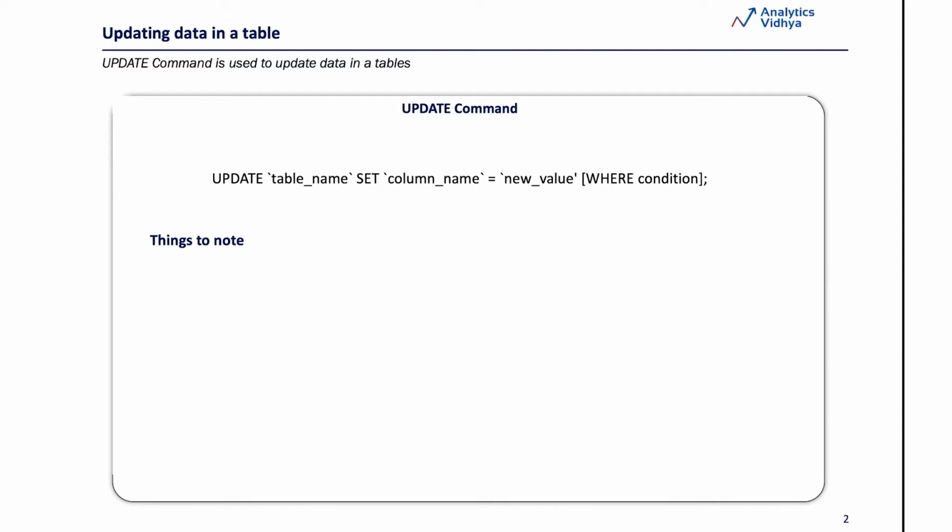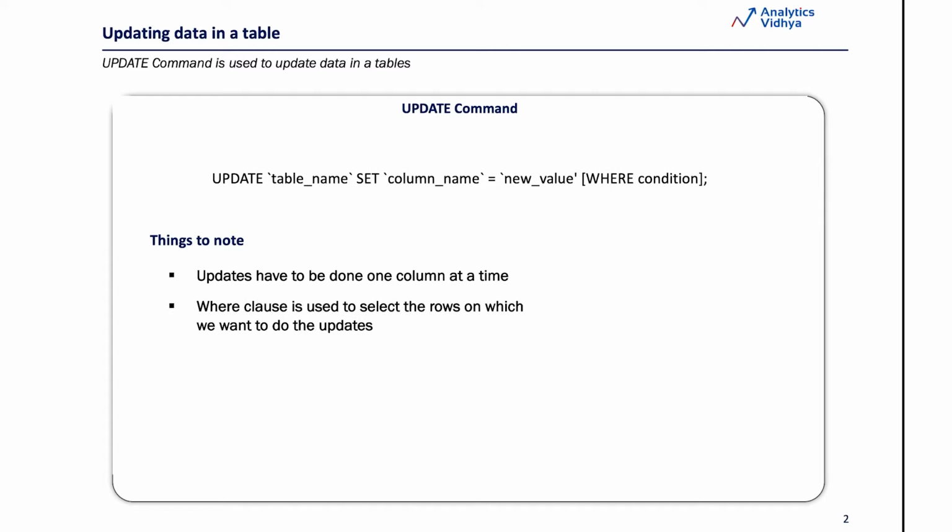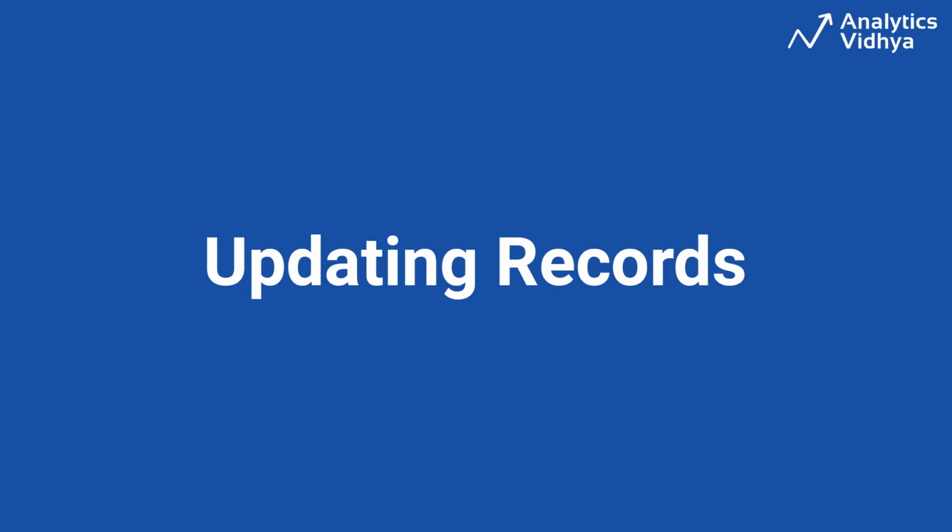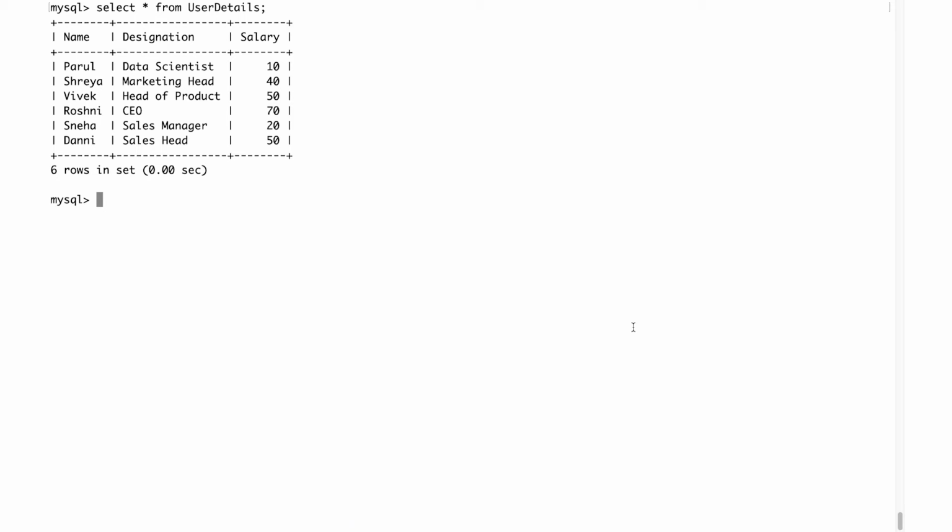Now there are some things to note here. First, updates have to be done one column at a time. You can't update multiple columns in one go. Where clause is used to select the rows on which you want to do the updates. And if the where clause is not used, it will set all rows of column name to new value. This video will show you how to use the update command in MySQL shell.